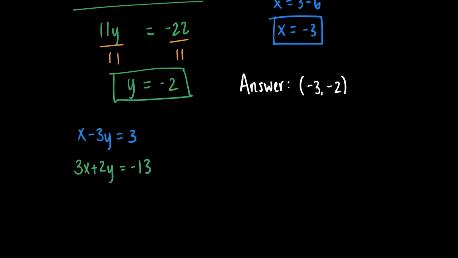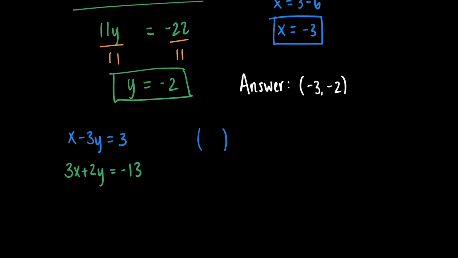So this is the original equation. Let's check our answer. So is x, which is negative 3, minus 3y, which is negative 2, actually equal to 3? We might want to actually work this out. Negative 3, and then minus 3 times minus 2 is plus 6. So is that actually equal to 3? It is. That works. Okay, let's try the green one now.